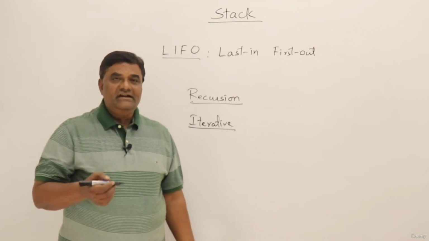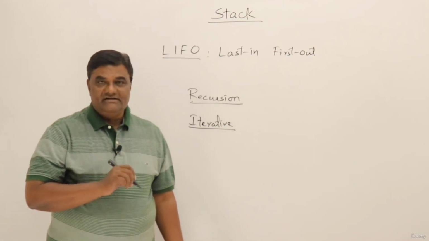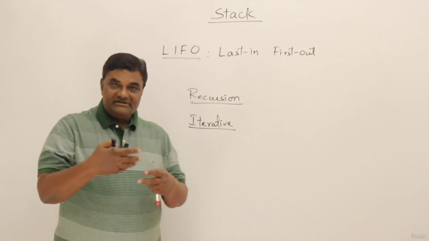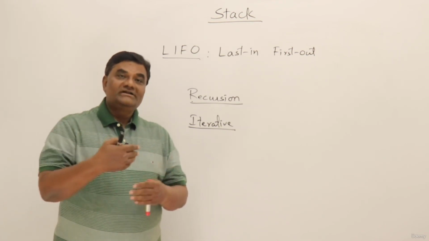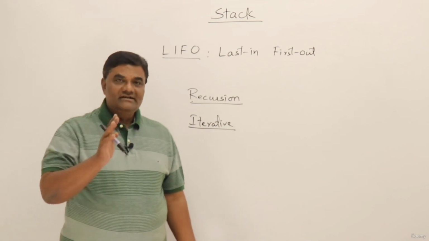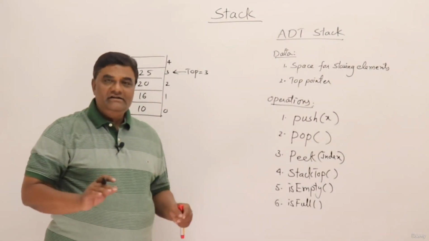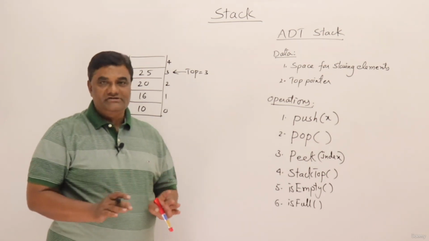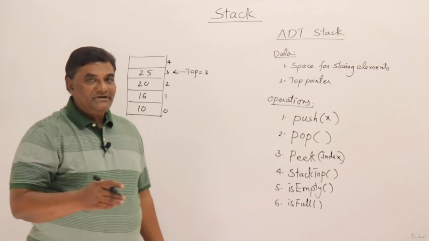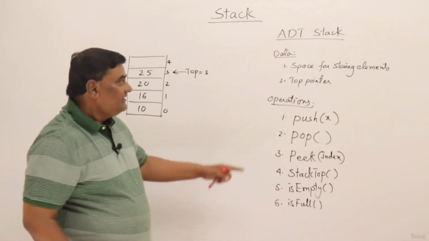Now let us see ADT of stack, that is abstract data type of stack. So abstract data type will contain data representation and the operations on the stack. Let us look at ADT of stack. ADT just gives the definition of a stack in terms of data representation and the operations. So let us see what is there in ADT.